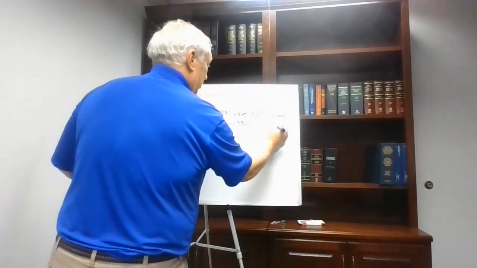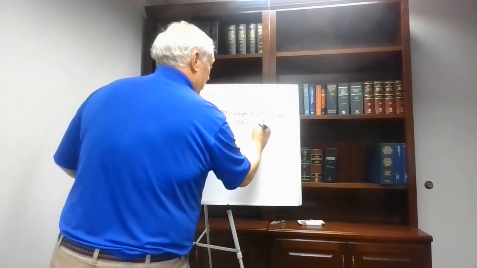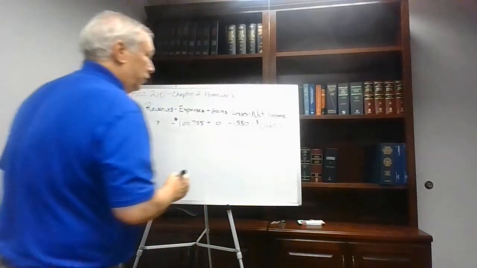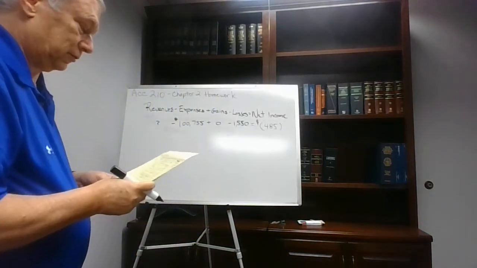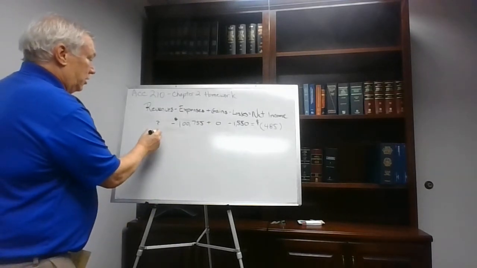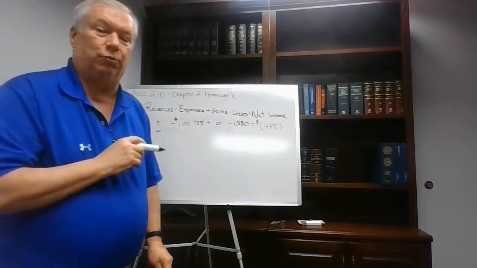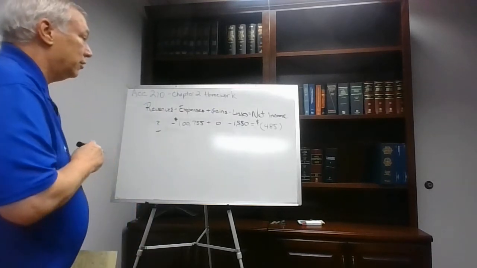They put it in parentheses, and that's how we write a negative in accounting, negative $485. Okay, so how do we isolate this variable? How do we isolate that so that we can figure out what number goes in there?